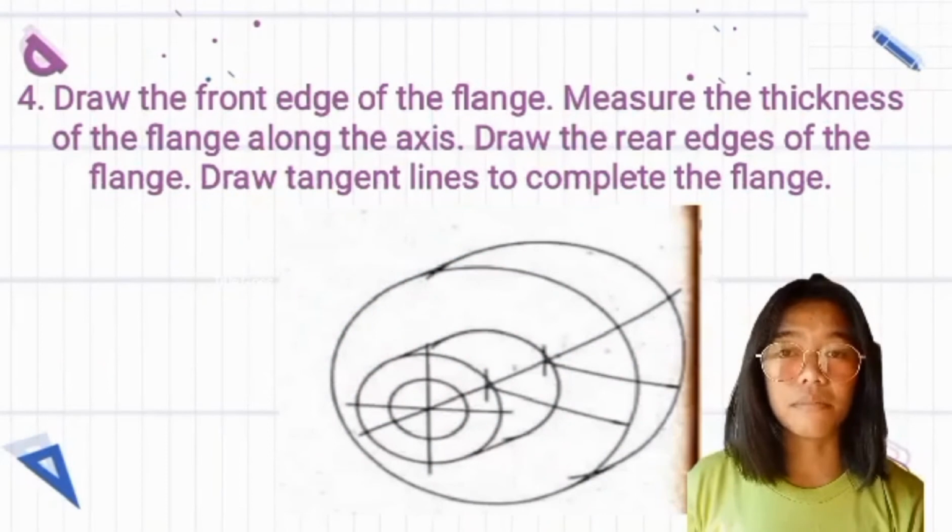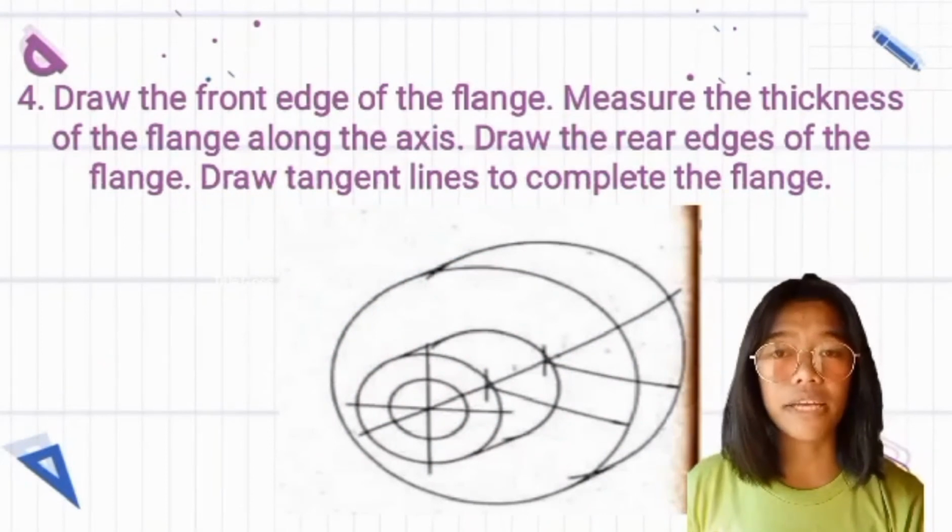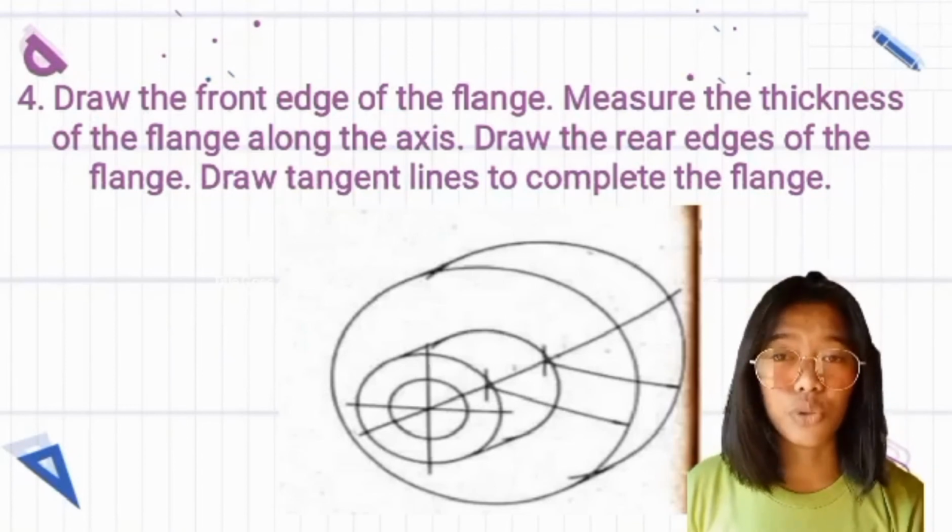Fourth step, draw the front edge of the flange. Measure the thickness of the flange along the axis. Draw the rear edge of the flange. Draw tangent line to complete the flange.